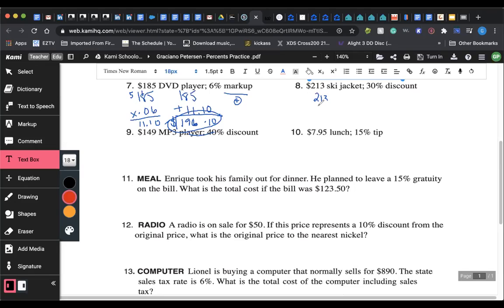213 times 2 point... times 0.30. You import it. That basically will give you $6.30. Oh no, it's $63. Okay, it's $63. Then it tells you that you have to add it up on the account.